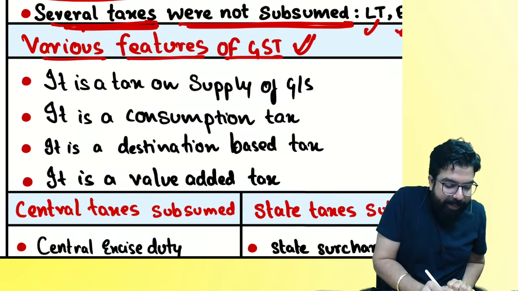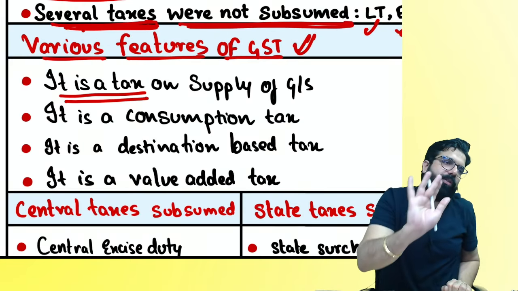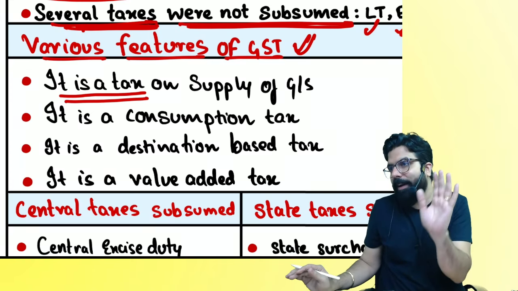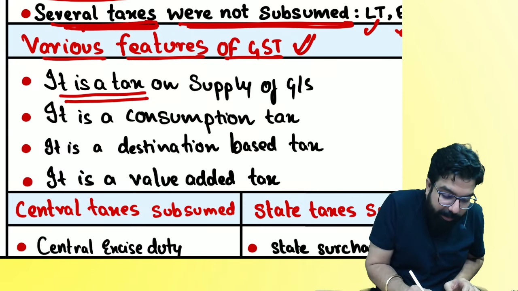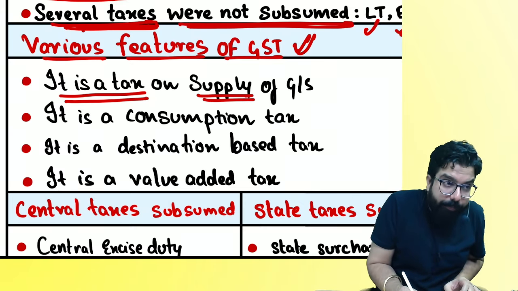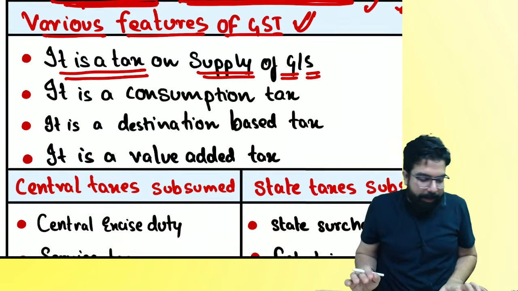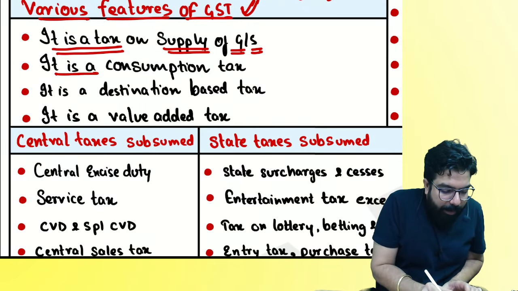Number one, GST is a tax. First of all, you should know only this much. GST is a tax. It's a tax on what, everyone? Supplying what? Goods or services. Do you guys agree with me? Next, it's a consumption tax.